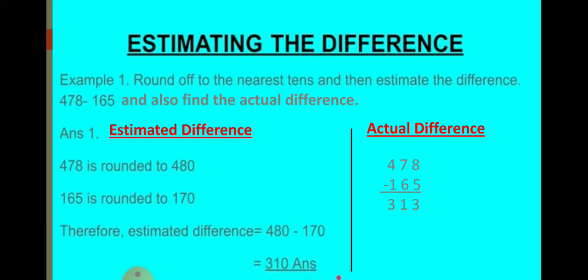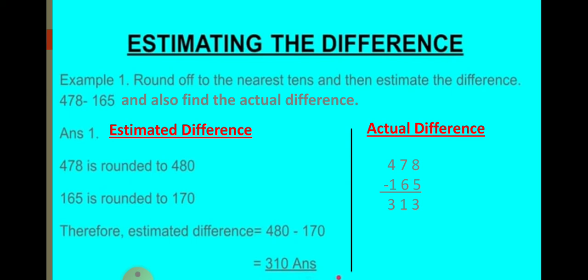As soon as you see that 5 is next to 6, on the right side of 6, you will add 1 to the 6. It will become 7. And you will write 0 at the place of 5. And you will write 1, which is on the left side of 6, as it is, and it becomes 170. So the estimated difference will now be 480 minus 170, that is 310.